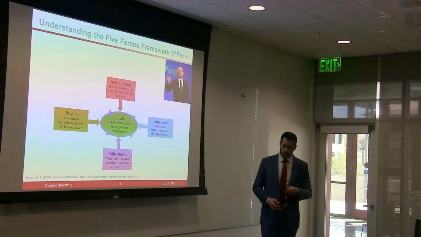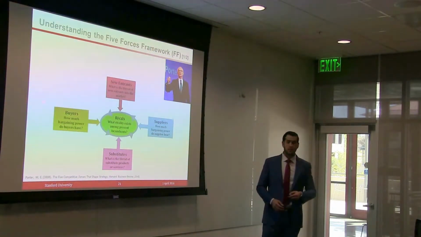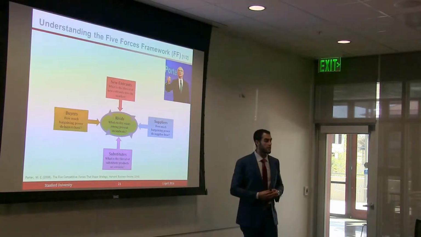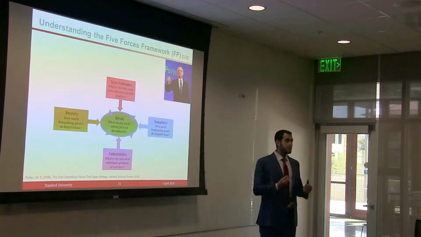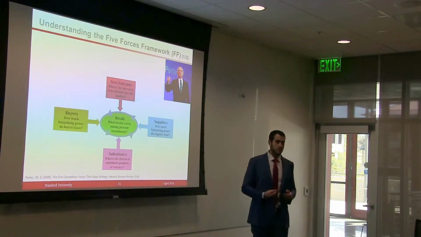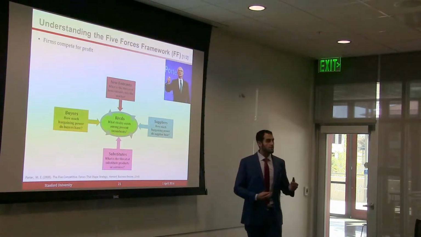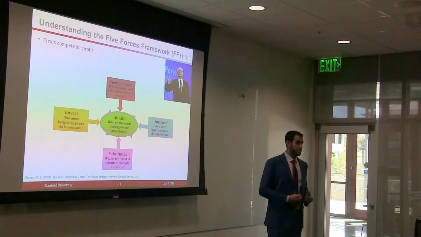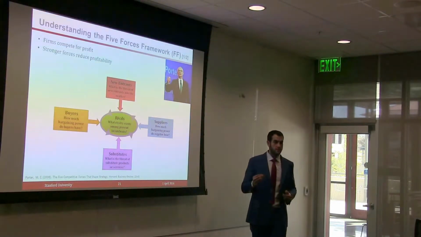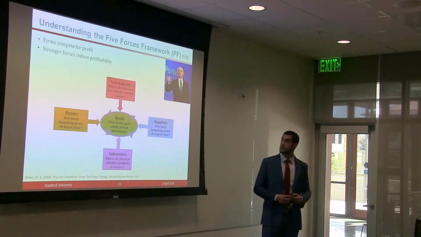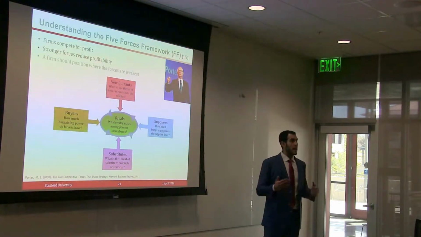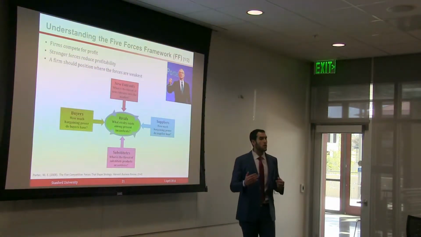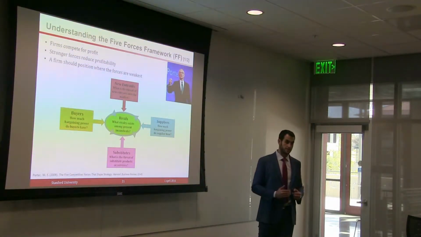And those forces are the bargaining power of my buyers, the bargaining power of my suppliers, the threat of entry, the threat of substitute product and services, as well as rivalry between me and my direct competitors. And the guiding principles for using the 5 forces framework are as follows. Firms always compete for profit. The higher the competitive forces, the lower the profitability in the industry. And because of that, I want the firms to position where the forces are weakest.